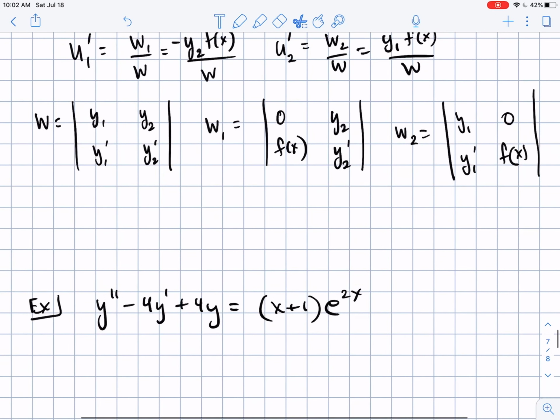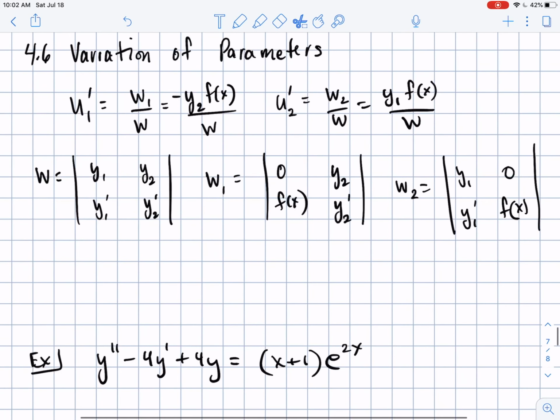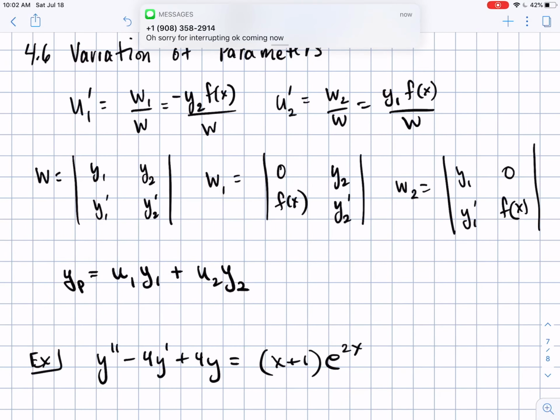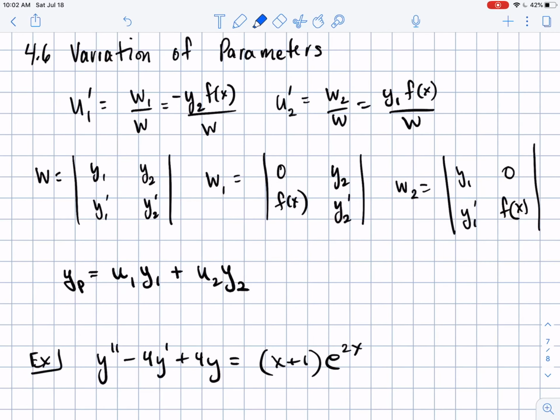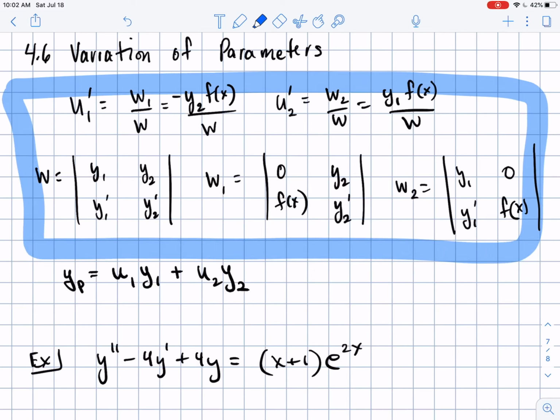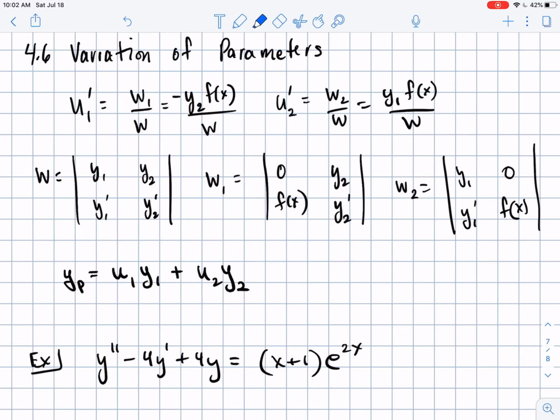Okay, so we're using this, and we want to come up with values for u, and then we can use our y of p to be u1 y1 plus u2 y2. Okay, so this works for our particular solution. Now everything in that box, you want to have available so that you can do these pretty easily.